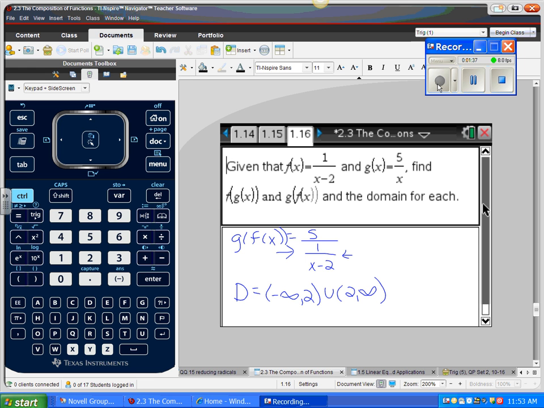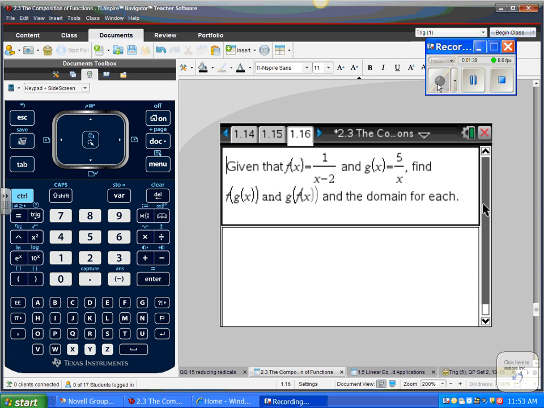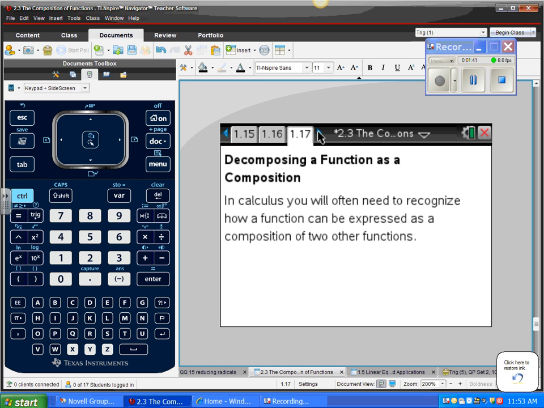Okay, so what I want to talk about now is something called decomposition, or decomposing a function as a composition. When you get to calculus, you'll need to be able to recognize how a function can be expressed as a composition of two other functions. So essentially, you're going to need to be able to look at a function and decide how you can pull it apart to make two separate functions.